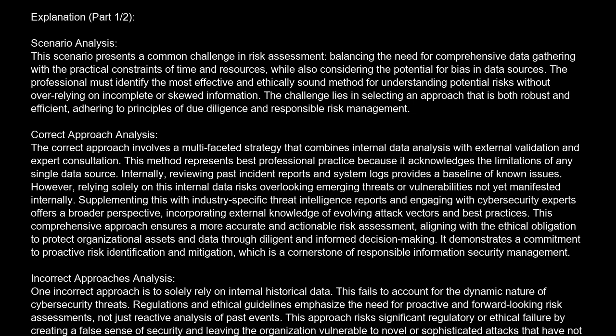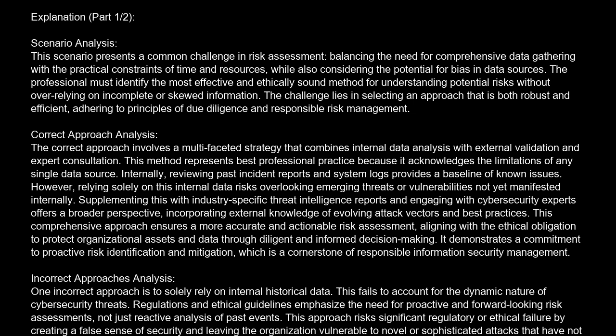This comprehensive approach ensures a more accurate and actionable risk assessment, aligning with the ethical obligation to protect organizational assets and data through diligent and informed decision-making. It demonstrates a commitment to proactive risk identification and mitigation, which is a cornerstone of responsible information security management.